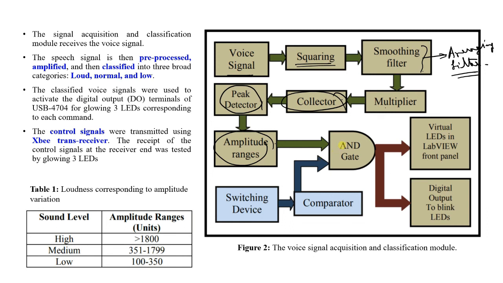So if you see, the sound level was categorized into high, medium, and low, depending upon whether the amplitude was greater than 1800 units, or 351 to 1799 units, or 100 to 350 units. The output of this was used to glow the virtual LEDs in a device, and also to control the digital outputs of the control system, where the LEDs were attached.